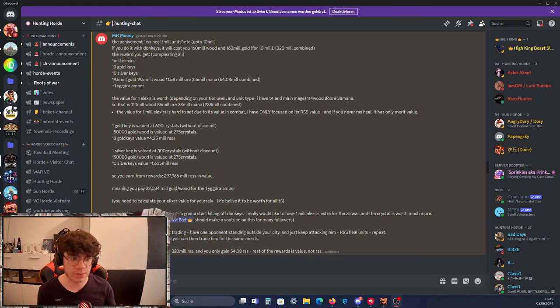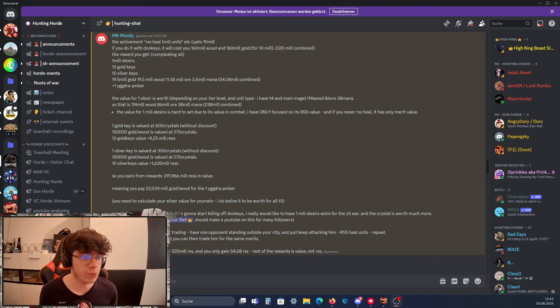So we're talking about the four conquest achievements which you saw there. We're getting 1 million elixir, 13 gold keys, 10 silver keys, 19.5 million gold, 19.5 million wood, 3.5 million mana. So that's a total of 54 million combined plus one extra ember.